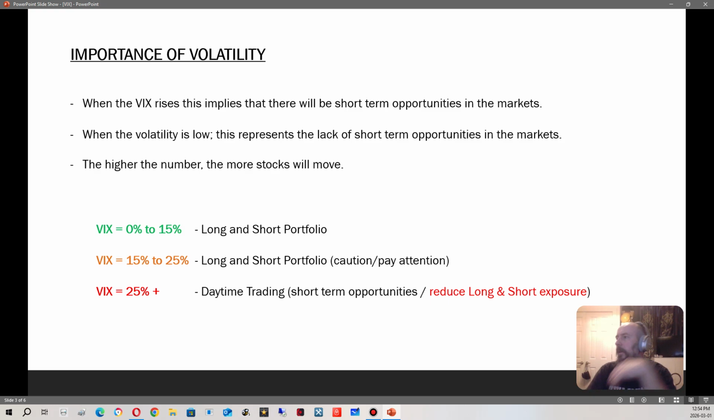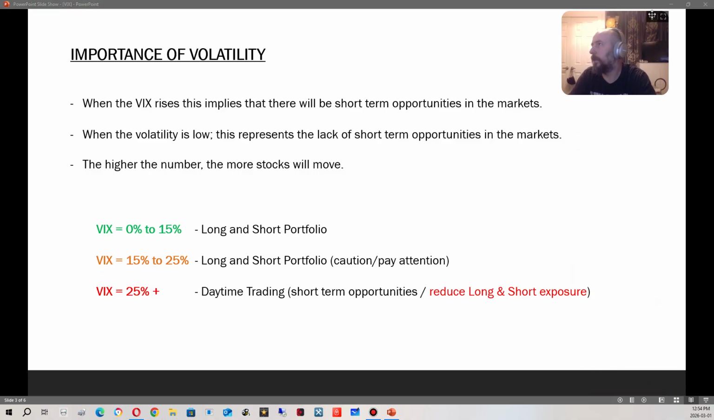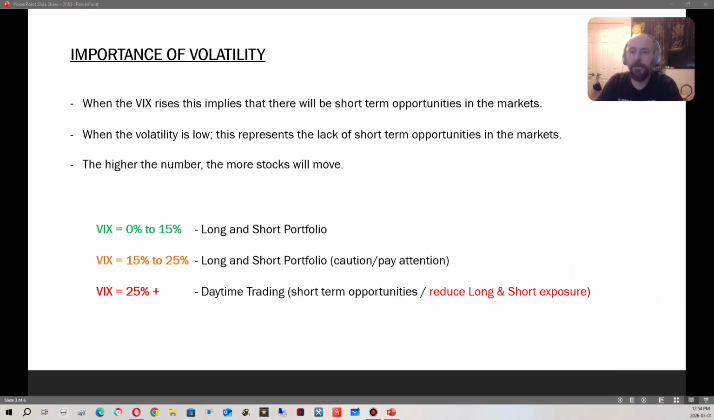Why don't I move this guy up here because he's going to get in the way in a moment. The higher the number, the more the stocks will move.